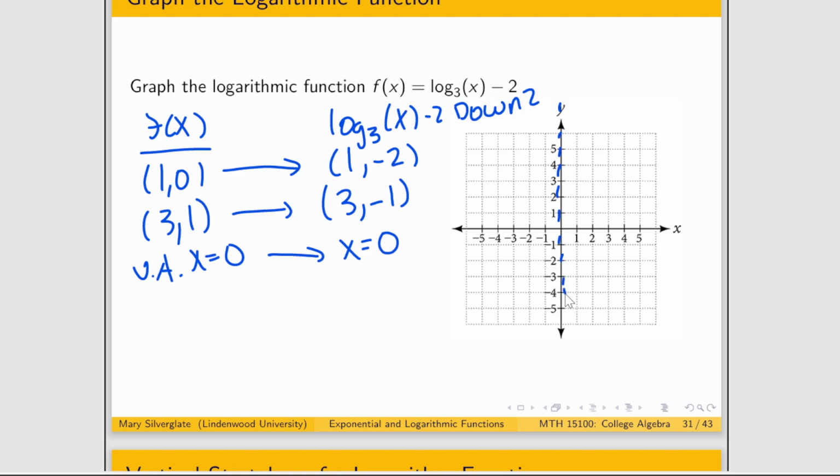So I'm still going to draw a vertical asymptote here at x equals 0, and then we're going to draw our points (1, negative 2), (3, negative 1), and then we're going to connect it in the shape of a log.